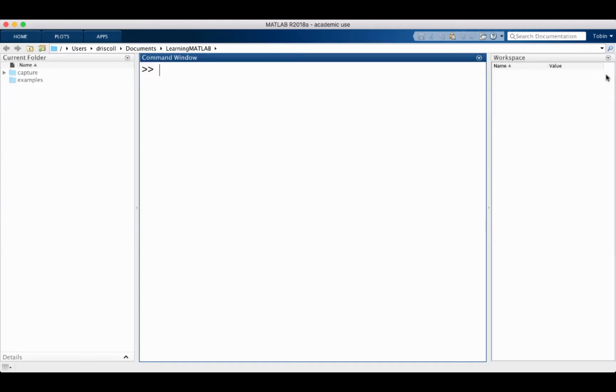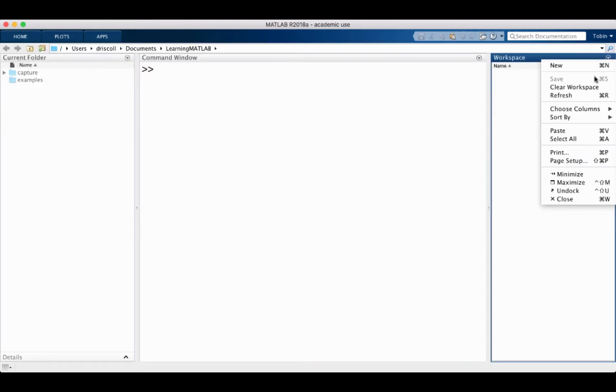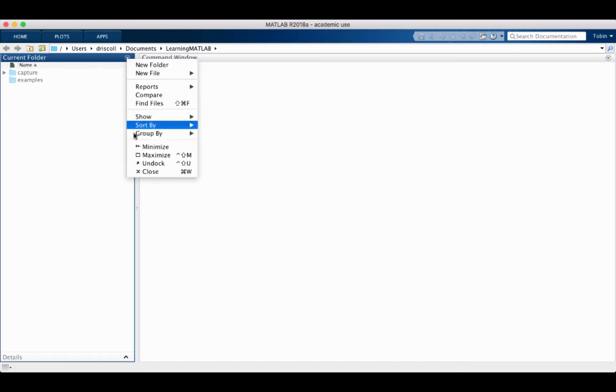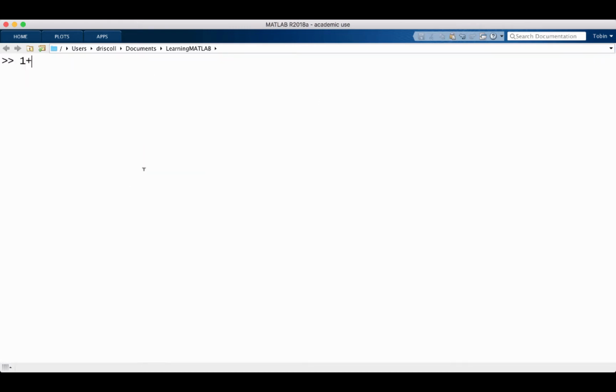Fundamentally, MATLAB is an overgrown calculator. If you go to the command window, you can start typing in some basic operations, and you get the results back right away. You have the expected arithmetic operators for addition, subtraction, multiplication, division, and raising to a power.